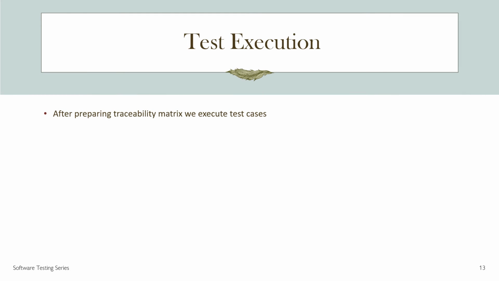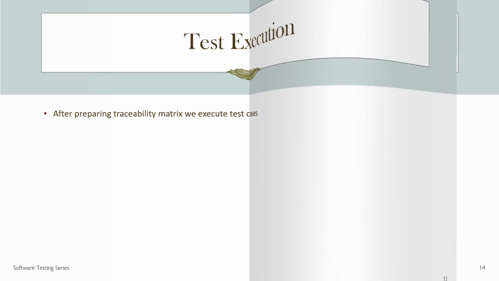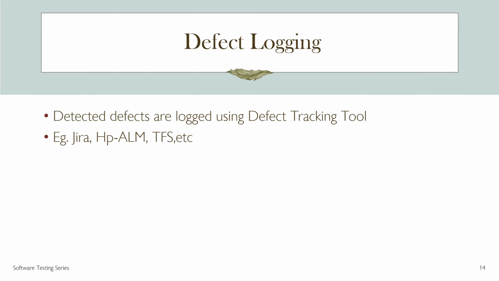The next phase is test execution. After preparing the traceability matrix, we execute all the test cases and try to find each and every possible bug and log those bugs using bug tracking tools. There are so many bug tracking tools, for example, Jira, HPALM, TAPS and so on. Then we move to the next phase.